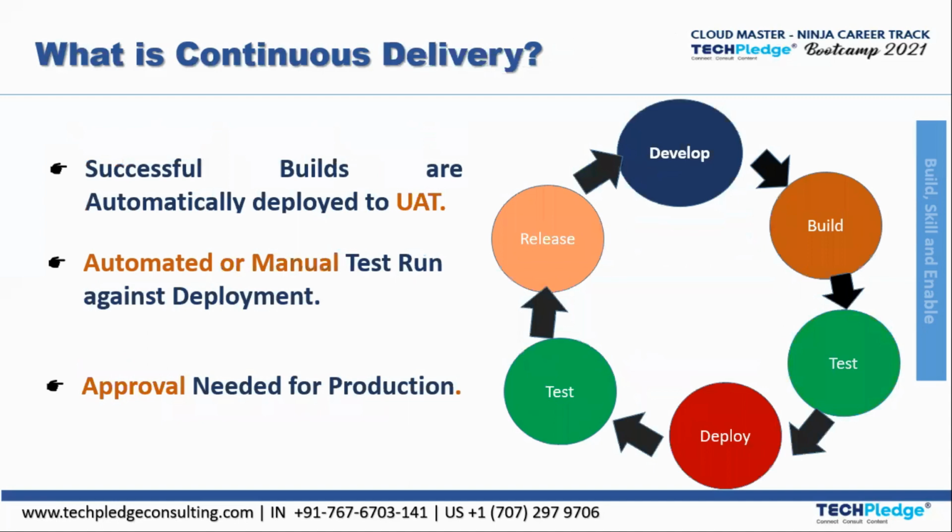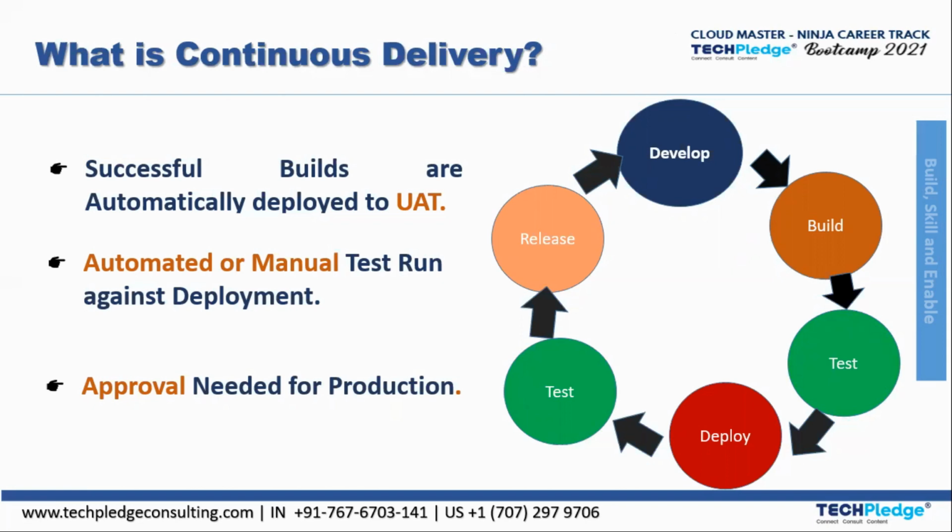Moving further with continuous delivery, there are different principles, like automated testing, that we saw. On the right hand side, when we were talking about continuous integration, there was a life cycle of develop, build, and test. But when we talk about continuous delivery, what comes into the picture is development, deployment, then the test, and the release. So it's develop, build, test, deploy, test, and release.